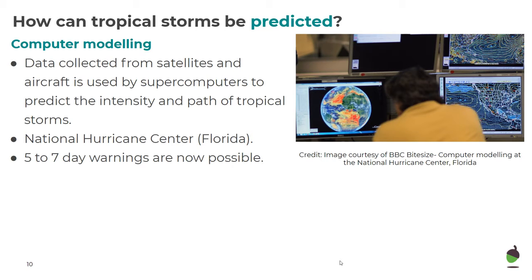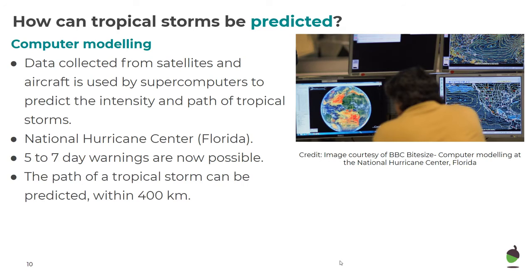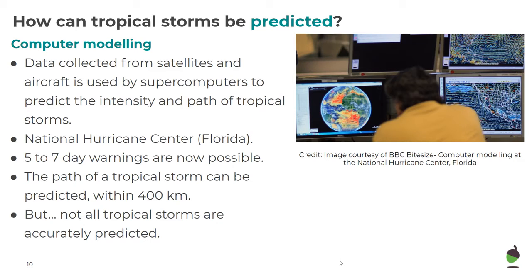Now, the National Hurricane Center provide predictions of between 5 and 7 days, so they're able to warn people in advance as to where they think the tropical storm may track and what might happen to its intensity within a 5 to 7 day window. Now, the path of a tropical storm can be predicted within about 400 kilometres, and that has increased in accuracy over time. However, what we should be aware of is that not all tropical storms are accurately predicted, so we must be aware of that.